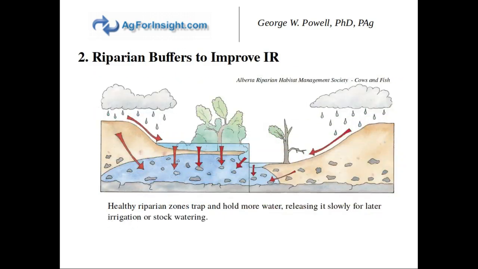And a really great example of this in action is in the use of riparian buffers to improve the infiltration rate. So healthy riparian zones can trap 2 or even 4 times the amount of soil moisture that areas without riparian buffers or unhealthy riparian buffers can. And so that water that's trapped and held is released slowly over a longer period of time to the benefit of crop production or stock water.